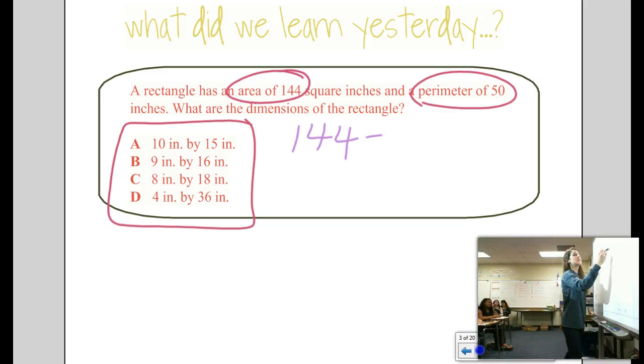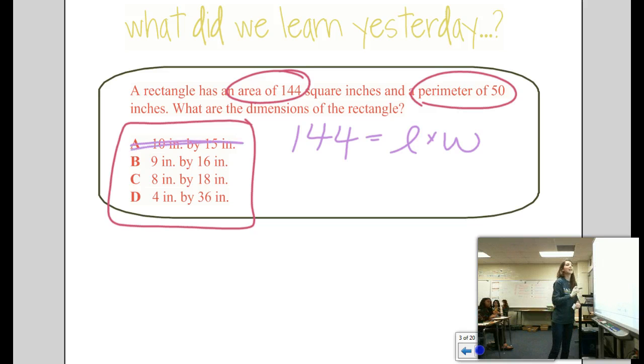Length times width. So we know if we multiply the length times the width, we should get 144. How could we use our answer choices to help us? Plug it in. So multiply them. 10 times 15. Is it 144? No. 9 times 16. Yeah.